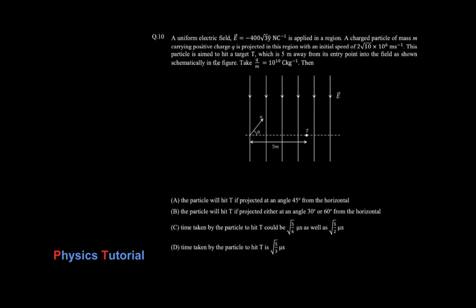This particle is aimed to hit a target capital T. The target is here, the diagram is given in the question, and it is 5 meter away, which means the range is given over here, from its entry point in the field as shown schematically in the figure. Q by m is 10 to the power 10 coulomb per kilogram. Okay, the value of Q by m is given.